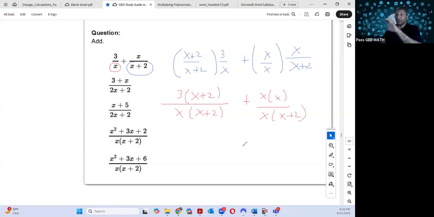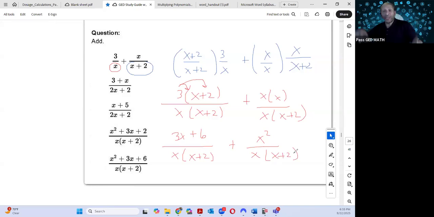Now, you distribute that 3. 3 times x is 3x. 3 times plus 2 is plus 6, over x times x plus 2. x times x is x squared over x times x plus 2. Oh, they have the same denominator. So now all I need to do is add the numerators. There's no like terms in the numerator, so we just need to put them in order: x squared plus 3x plus 6 over x times x plus 2.